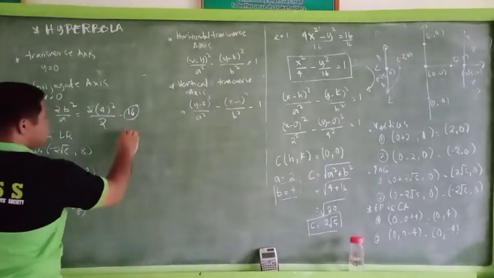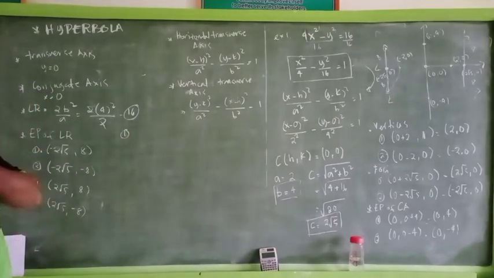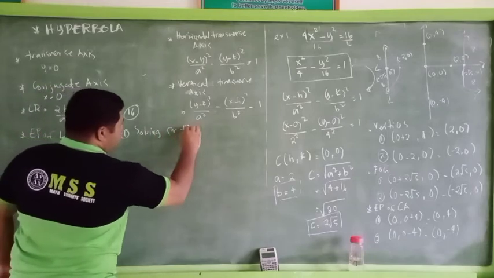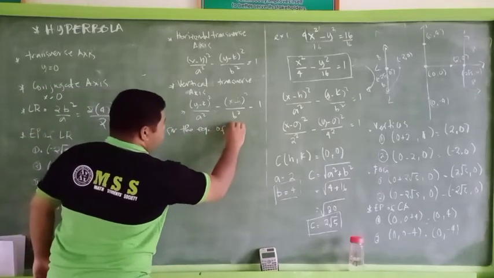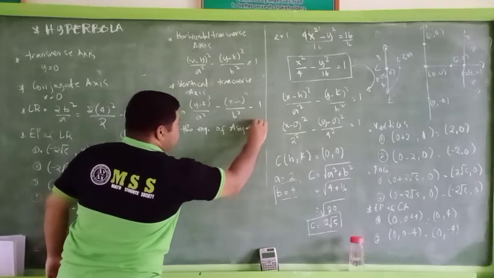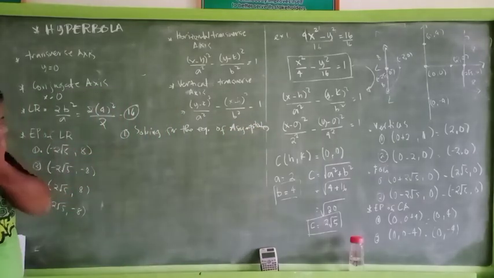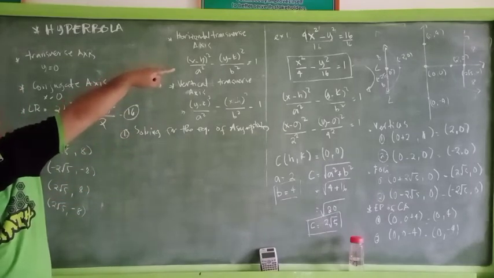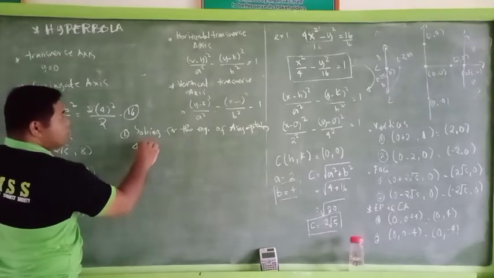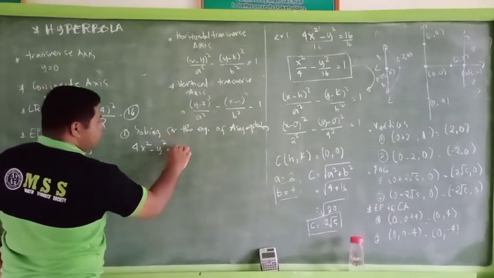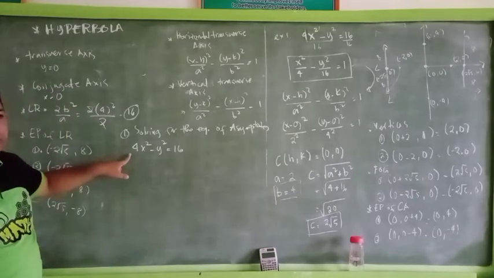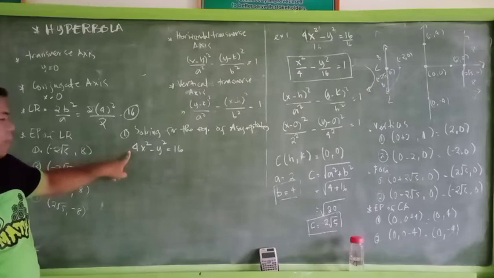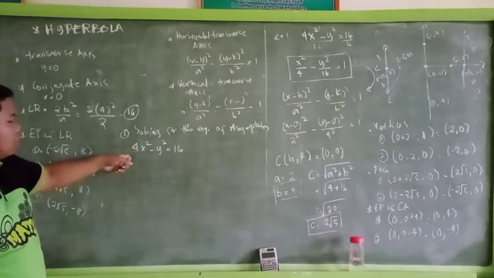Solving for the equation of asymptotes. So, unang-una, kung mag-solve tayo ng equation ng asymptote, copy muna natin yung general equation natin, which is 4x squared minus y squared is equals to 16. So actually, yung turo ko sa inyo, yung pinaka-easiest way na para makuha yung equation ng asymptote. Actually, meron naman tayong formula dito, pero doon tayo sa mas madali.